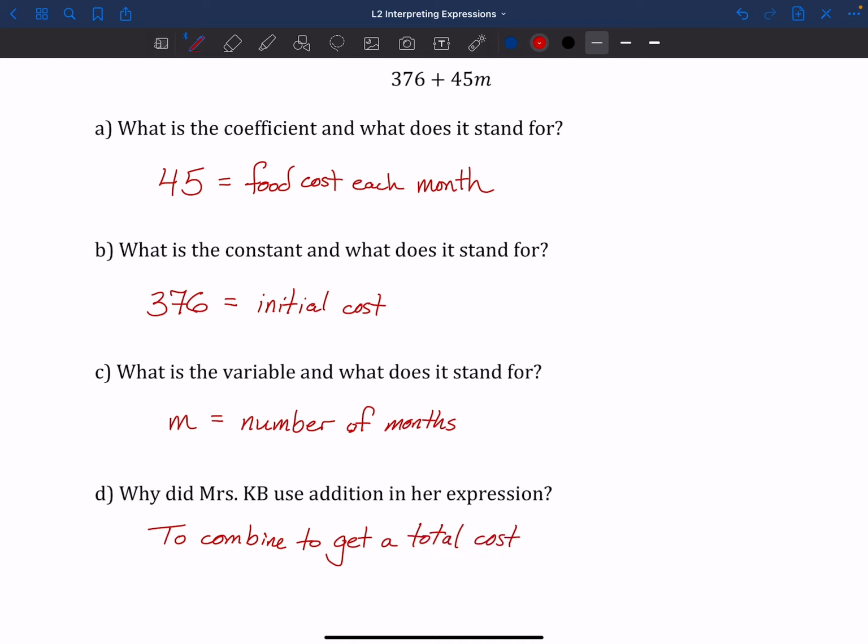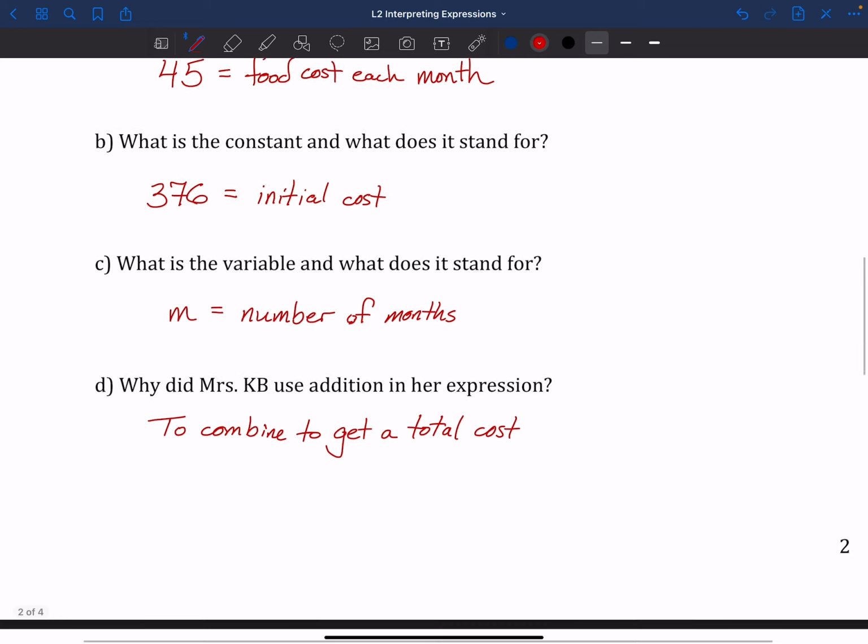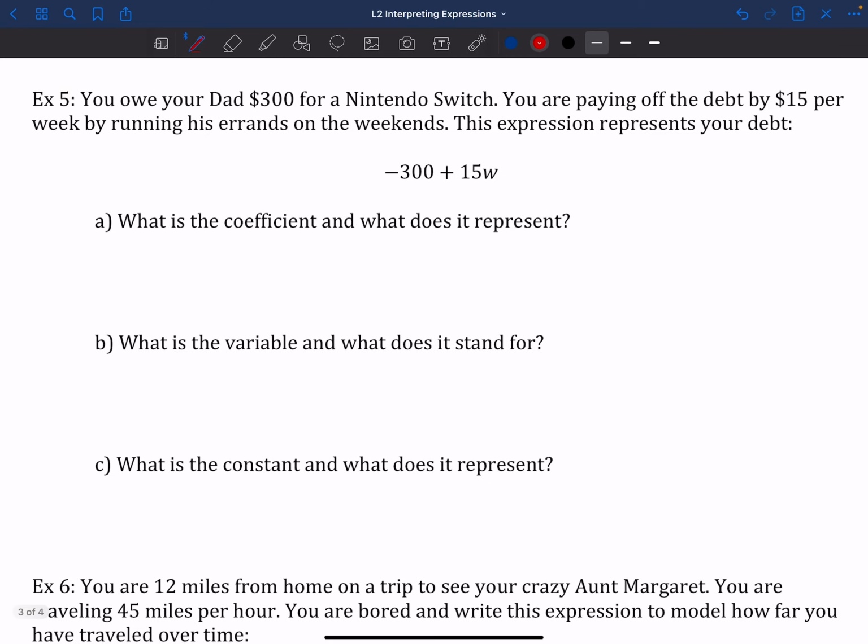Right? It's like, why do you add things when you go to Hannaford, right? You're adding things on to your bill, and then you have to pay them all at the end. Right? So, next up, you owe your dad $300 for a Nintendo Switch. You're paying off the debt by $15 per week by running errands on the weekends. This expression represents your debt.